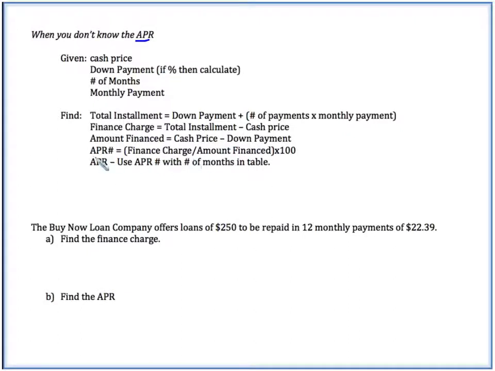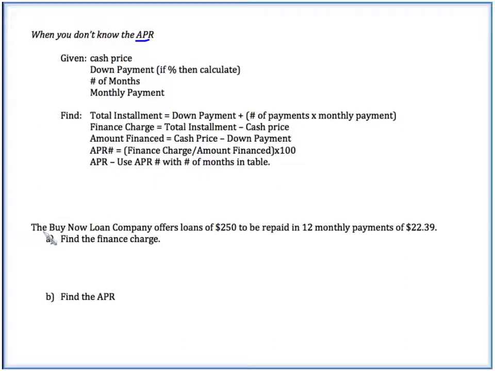We're still going to have to be able to find APR numbers. And in this case, what you're going to do is take that finance charge and work backwards. So you're going to go finance charge divided by amount financed times 100. So it's exactly backwards of what we did last time. And then to find the APR, or the percentage, you're going to look in the table and go backwards. Take the APR number and the number of months, and then look up to find the APR.